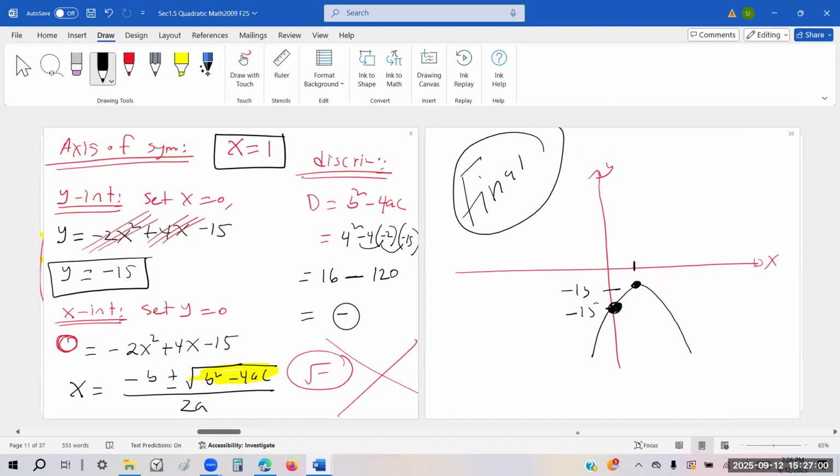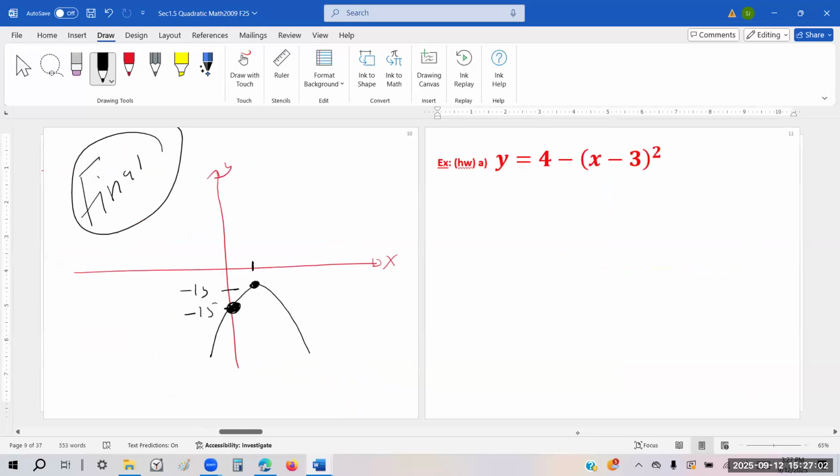Any question? No? Now the next example, we have y equals 4 minus x minus 3 squared.